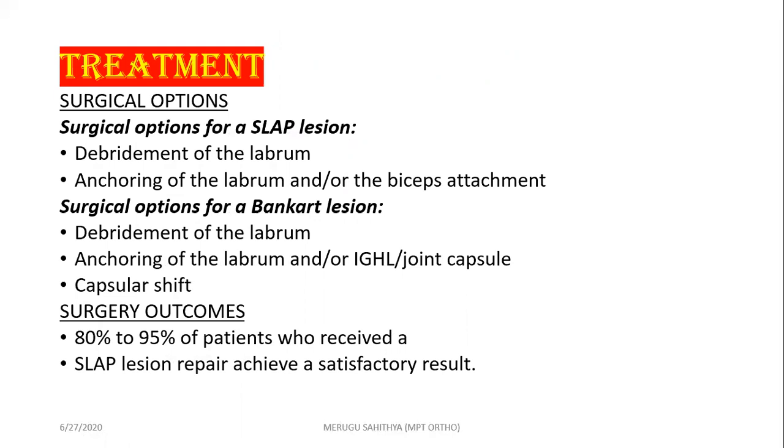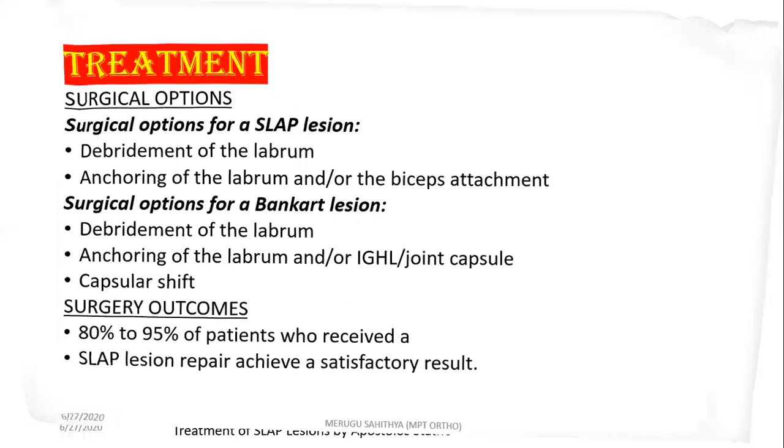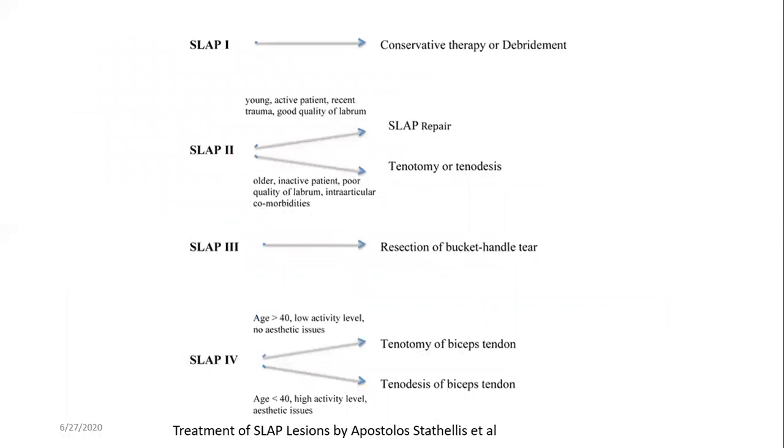Coming to the treatment part, surgical options include debridement of the labrum and anchoring of the labrum or biceps attachment. Surgical options for Bankart lesion include debridement of the labrum, anchoring of the labrum, inferior glenohumeral ligament or joint capsule, and capsular shift. Surgery outcomes: 80 to 95% of patients who received a SLAP lesion repair achieve a satisfactory result. So this is the treatment of SLAP lesion by Apostolis et al.